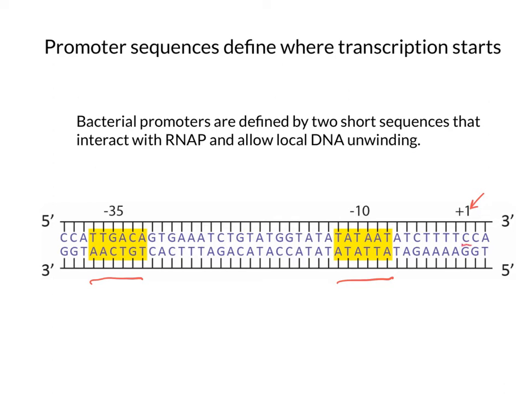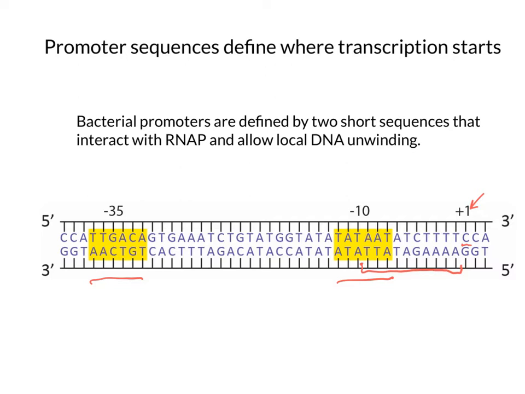So the +1 is 10 nucleotides downstream of the middle of the -10 element. So we could count it like this, and we would see that there were 10 bases in between the middle of that element and where transcription actually starts. So now the promoter sequence shown here is actually the consensus sequence for the normal E. coli housekeeping type promoters. And that sequence is this TTGACA at the -35 position and TATAAT at the -10 position.